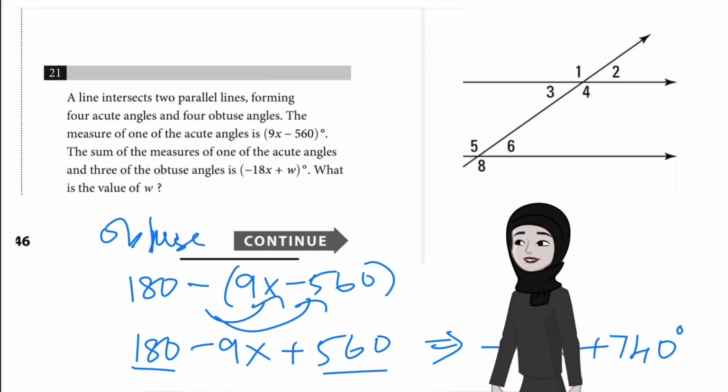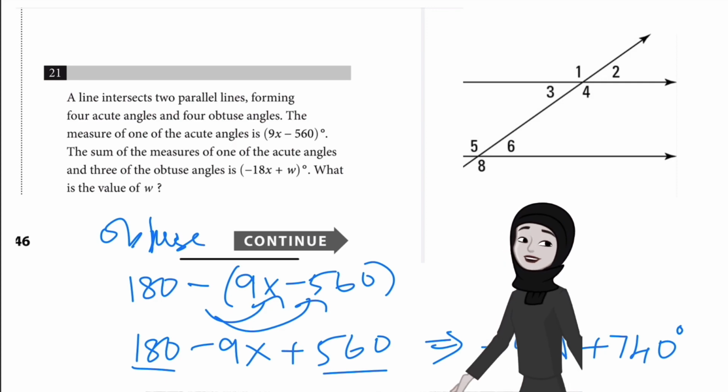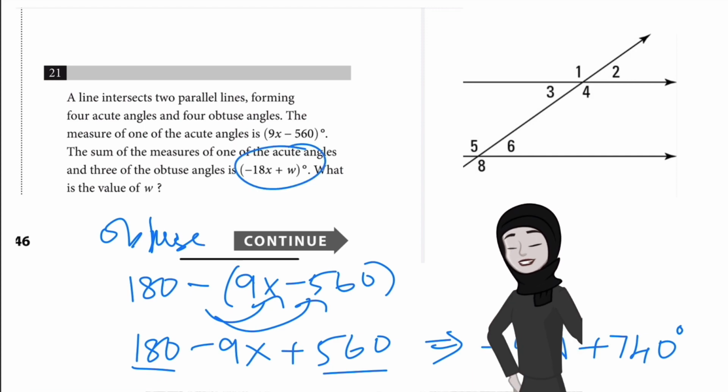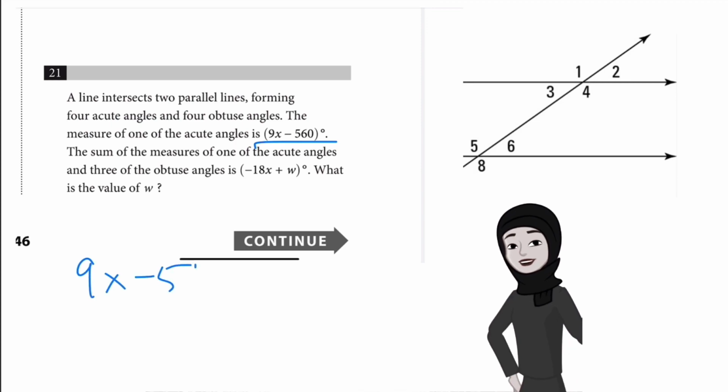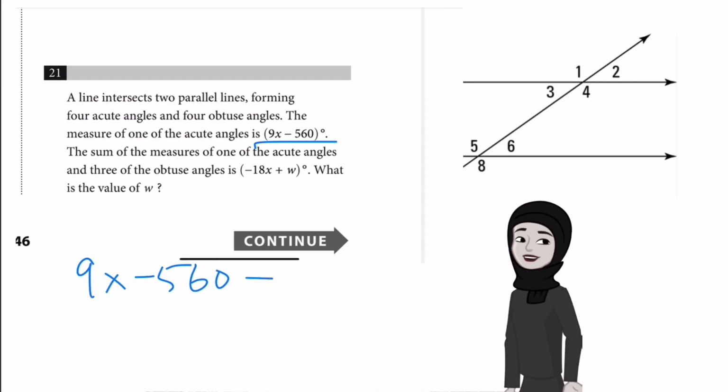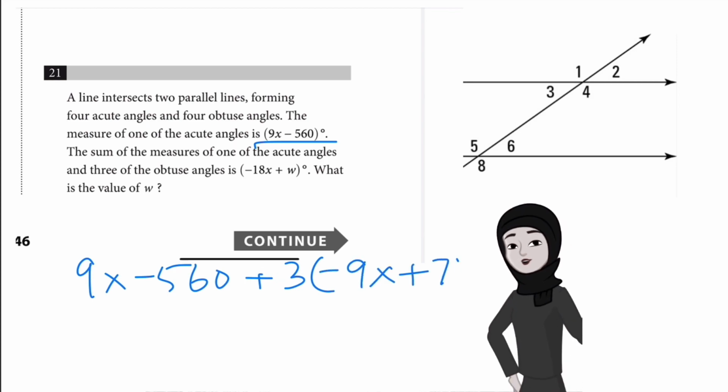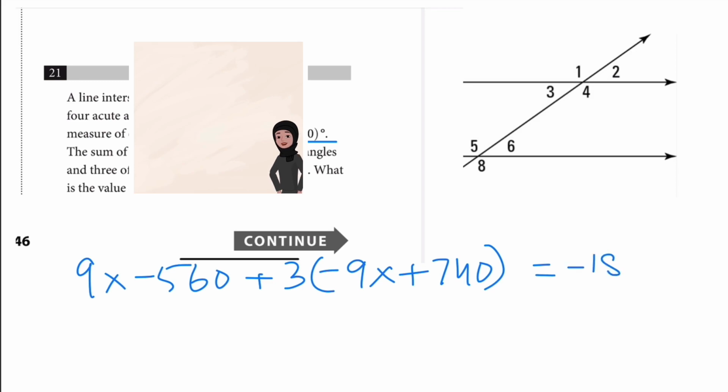It's given that the sum of the measures of one of the acute angles and three of the obtuse angles is minus 18x plus w. So now I have to form the sum of one acute angle and three obtuse angles. The acute angle is 9x minus 560 and each obtuse angle, as I calculated, is minus 9x plus 740. This is equal to minus 18x plus w, it says. Now I have to simplify this and see what the value of w will be.